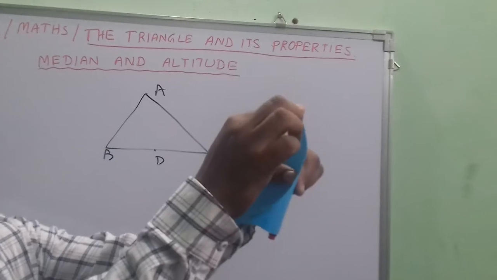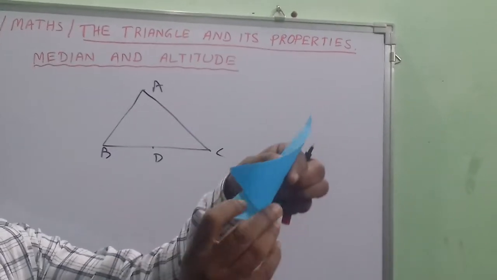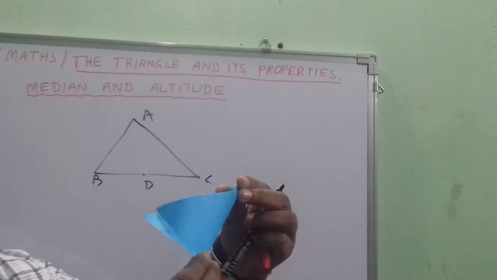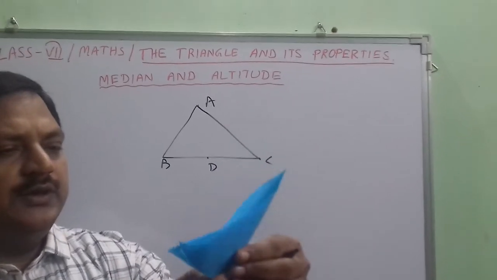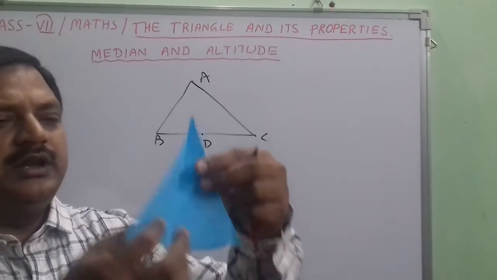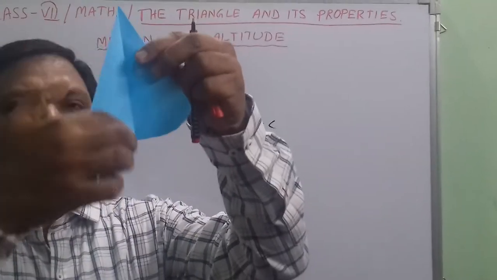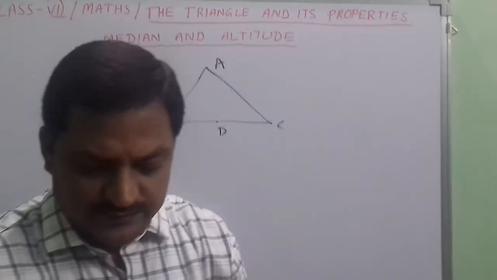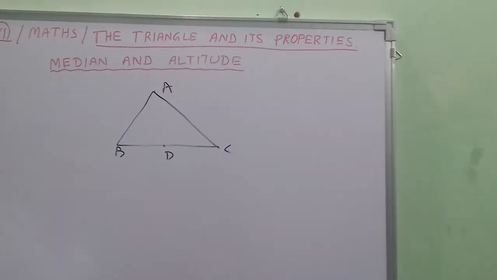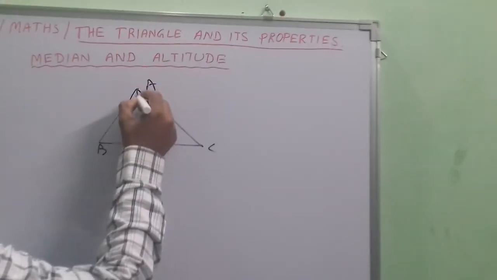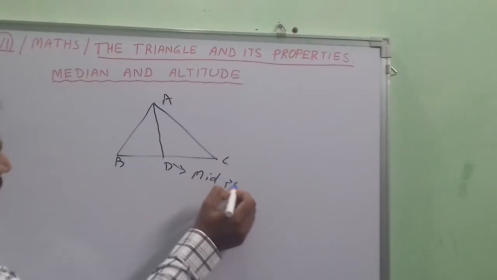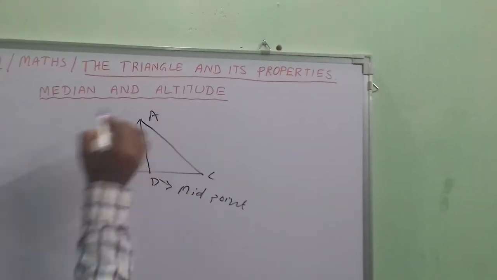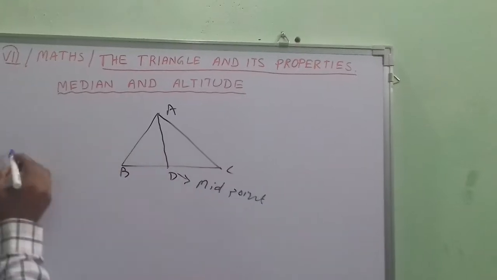Now this midpoint and this point, the vertex, if I join these 2 points, then I get the median. This is the median of this triangle. So here we have the median. So this is the midpoint and this is the vertex and the line joining.